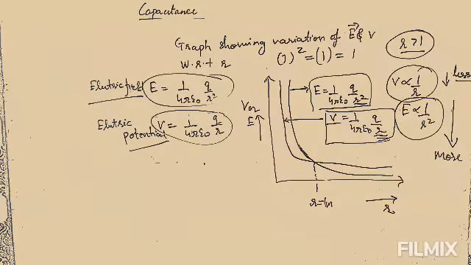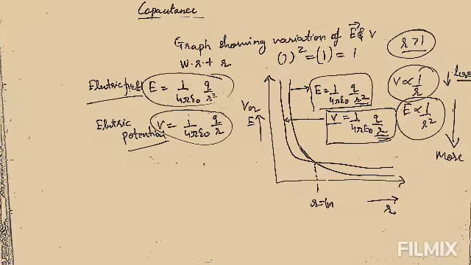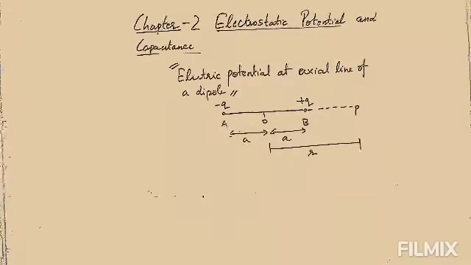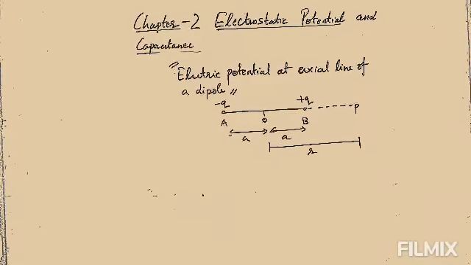So this graph shows the variation of electric field and electric potential. Next is the last topic for today, that is electric potential at an axial point of a dipole.